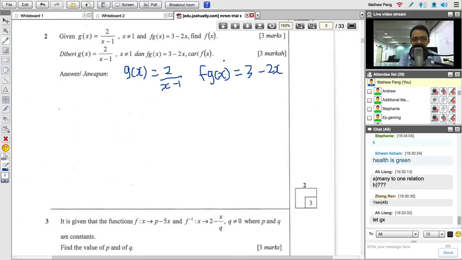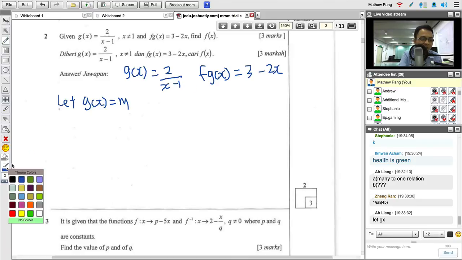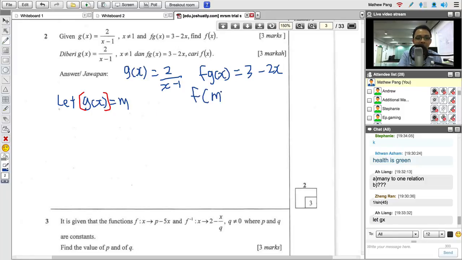The other method, which I always use, I will let g(x) equal m. If I let g(x) equal m, then I just put the bracket for g(x), where g(x) is m. So this is f(g(x)), and I will get f(g(x)) is just f(m). g(x) equals m, so f(m) will equal 3 minus 2x.